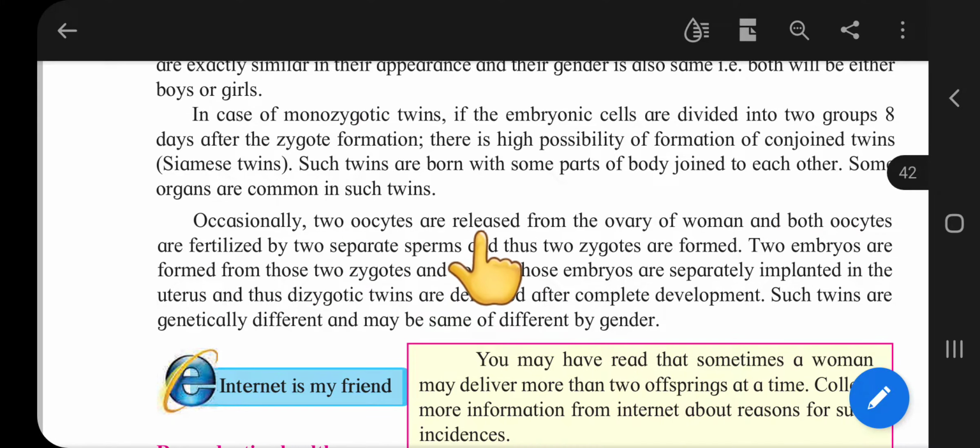Occasionally, two oocytes are released from the ovary of a woman, and both oocytes are fertilized by two separate sperm, and thus two zygotes are formed. Two embryos are formed from those two zygotes, and both embryos develop separately. These are the dizygotic twins. Dizygotic twins are delivered after complete development. Such twins are genetically different, and may be the same or different by gender.